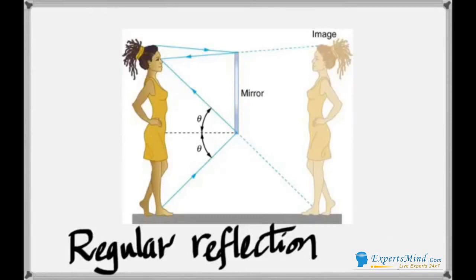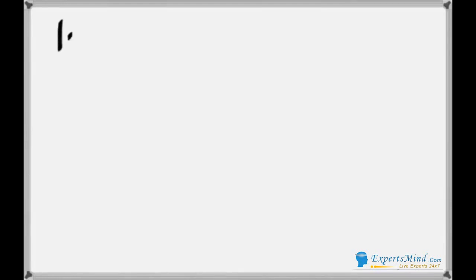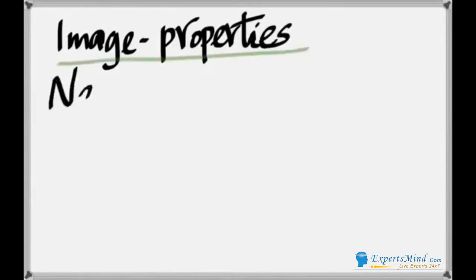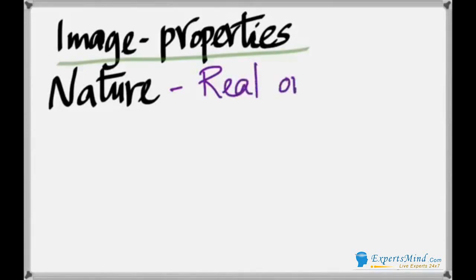Whenever you look at an image, there are four properties. Four properties of an image. Is that the next screen? Let's see. Yes. Then we'll go back to the previous one. The first property is called the nature of the image. The nature of the image could either be real or it could be virtual.